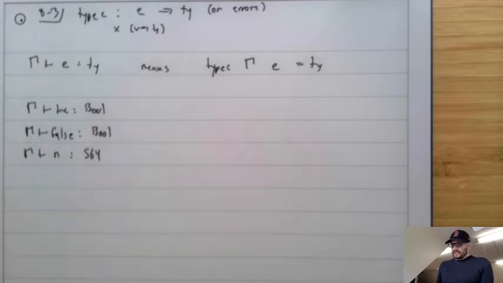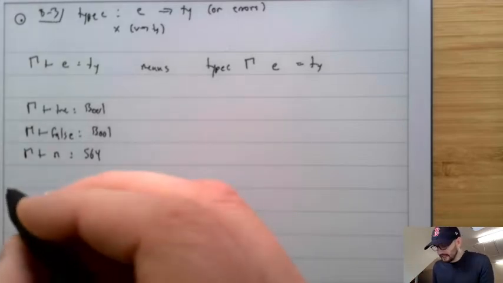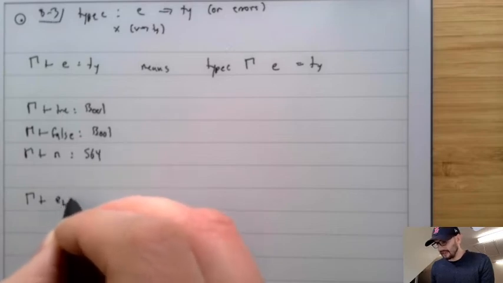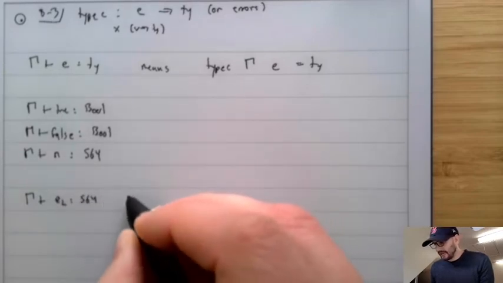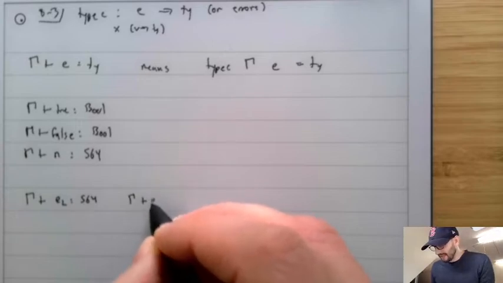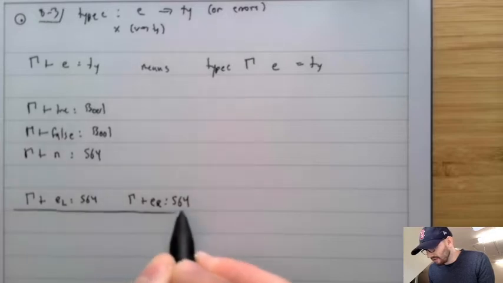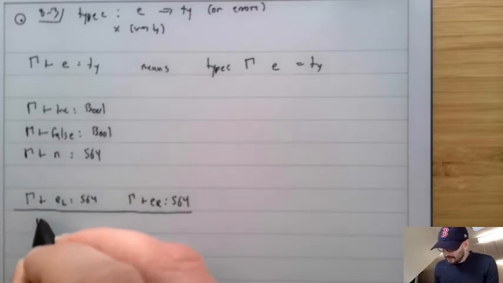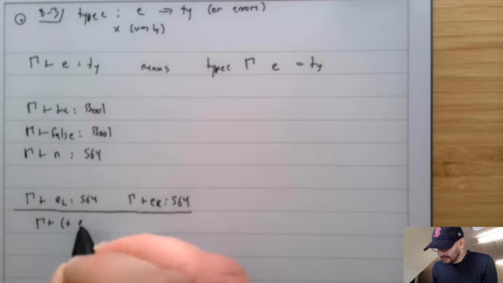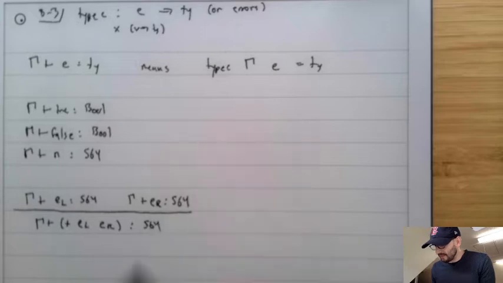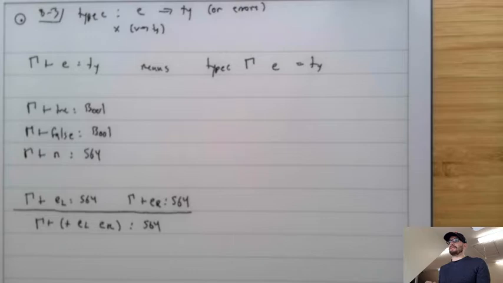The reason that this notation is useful is because when we look at a rule like the addition rule. So for instance, here's the addition rule. It says that if gamma proves that EL has type S64 and gamma proves that ER has type S64, then we can conclude, which we write as a bar, that gamma proves that plus of an EL and an ER has type S64. Now, this notation right there corresponds to a kind of complicated program.